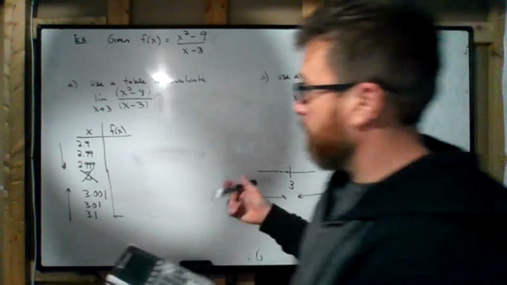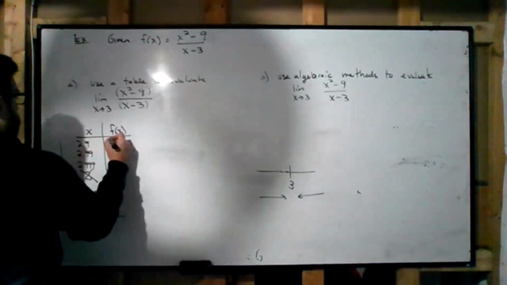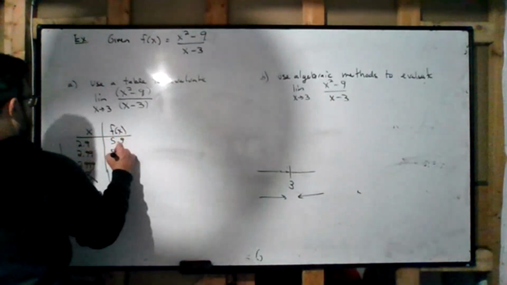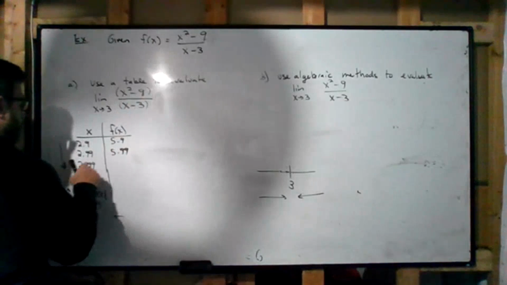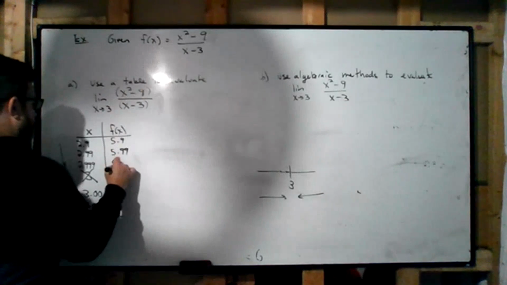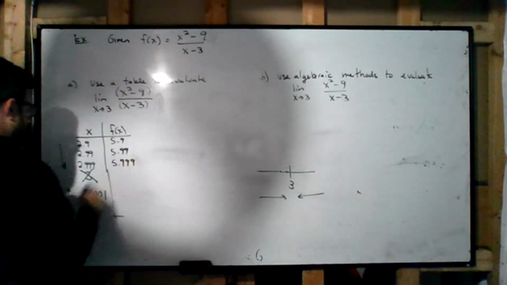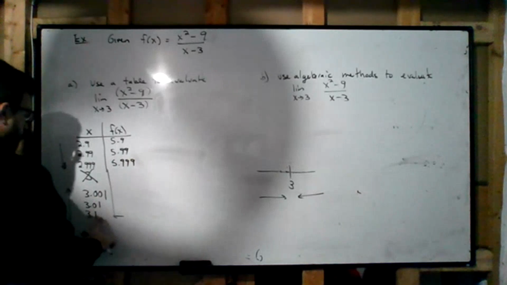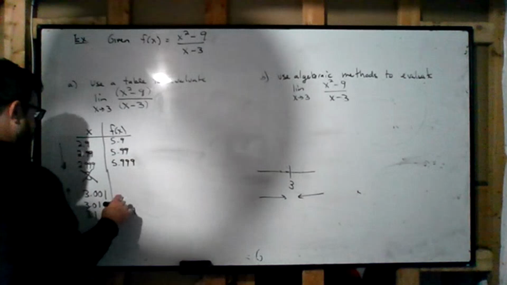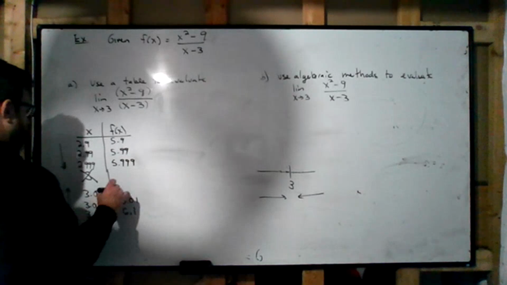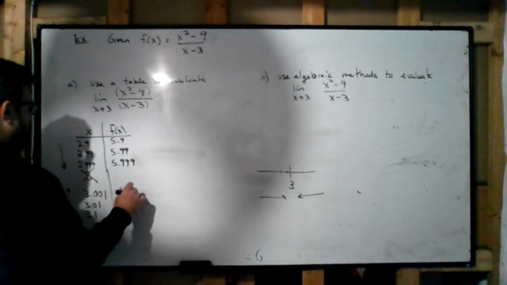Okay, so when I evaluate those, if I plug in 2.9, I get 5.9. The next one I get 5.99. If I plug this number in here, I get 5.999. If I plug 3.1 into here, I actually get 6.1. If I plug in 3.01, I get 6.01. If I plug in 3.001, I get 6.001.